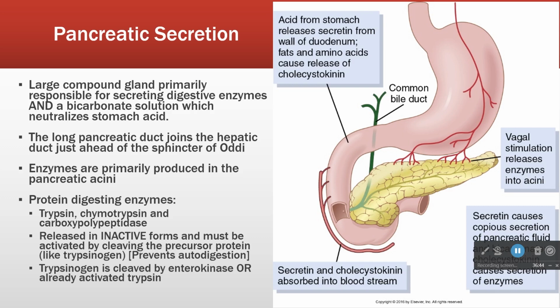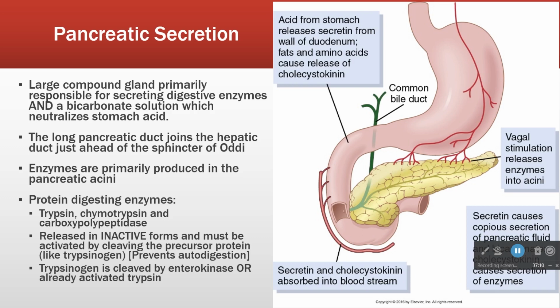Trypsin, chymotrypsin, and carboxypolypeptidase, those are all protein digesters. Now, they're going to digest proteins in slightly different ways, but they still are all protein digesters. We'll talk more about how they work after the test, when we get to the metabolism discussion. So these are all the protein digesters.